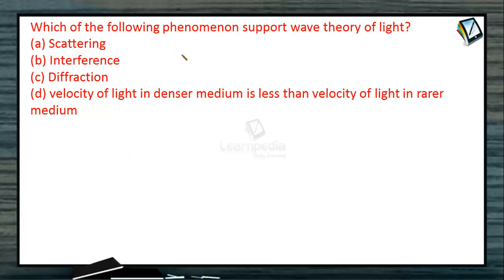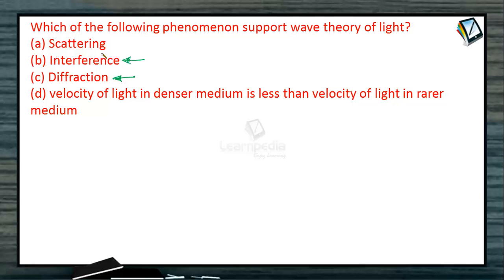Which of the following phenomena support wave theory of light? We are all aware that interference as well as diffraction are the two prominent things in support of the wave theory of light. If there is interference kind of a thing we can see, then we can say certainly it is a wave, and diffraction in the same way. Diffraction is basically bending of light around the corner of the obstacle.